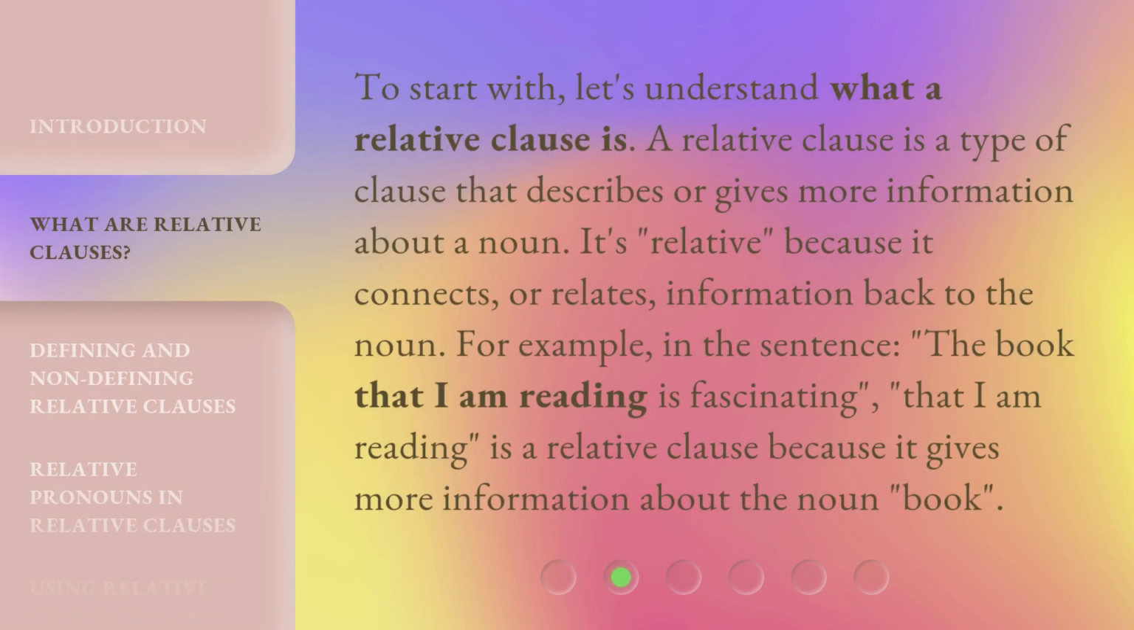To start with, let's understand what a relative clause is. A relative clause is a type of clause that describes or gives more information about a noun. It's relative because it connects, or relates, information back to the noun. For example, in the sentence, "The book that I am reading is fascinating," "that I am reading" is a relative clause because it gives more information about the noun, book.